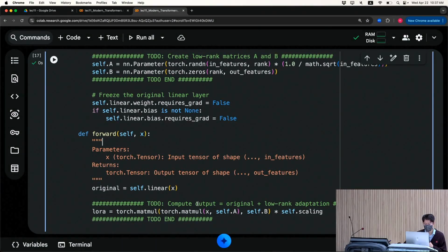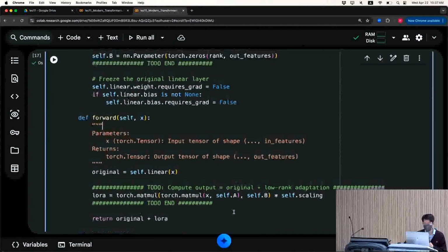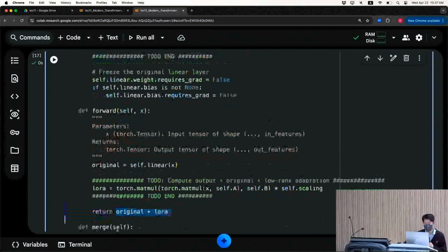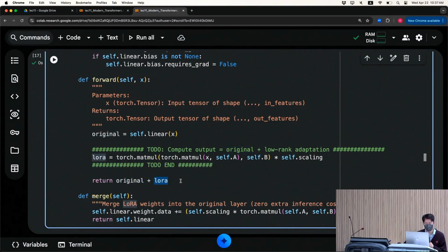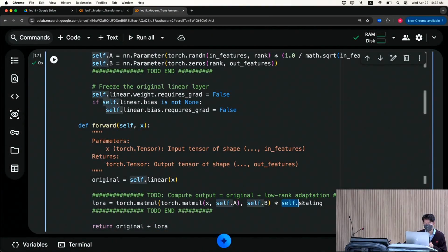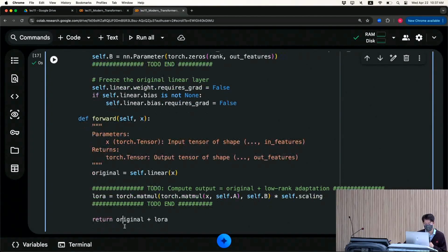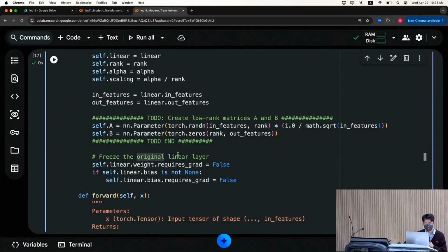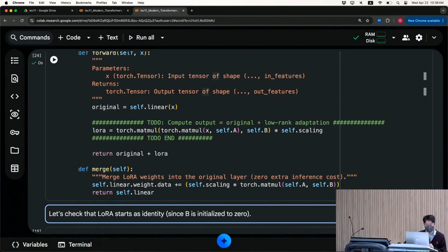For the forward pass, we compute just the LoRA part, and it's going to add it to the original output. LoRA is some scaling times x times A times B, and this is the low-rank part. You add it to the original weights, and that's how you do the forward pass. So it was quite easy.